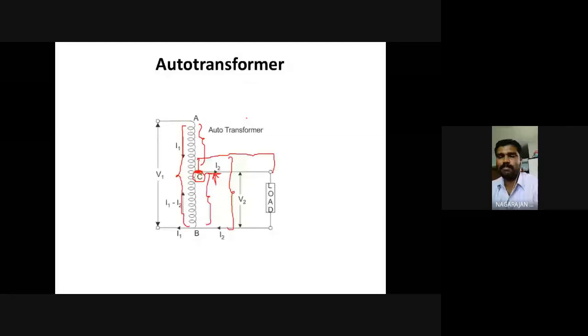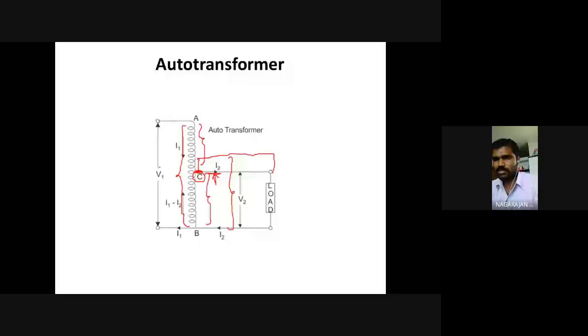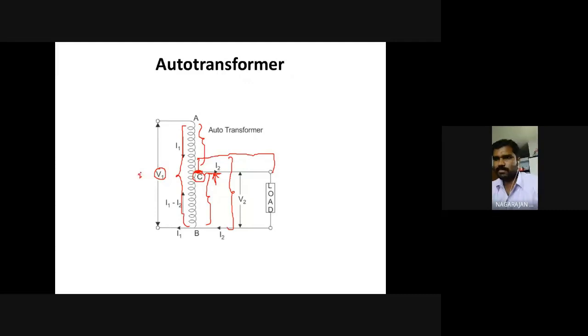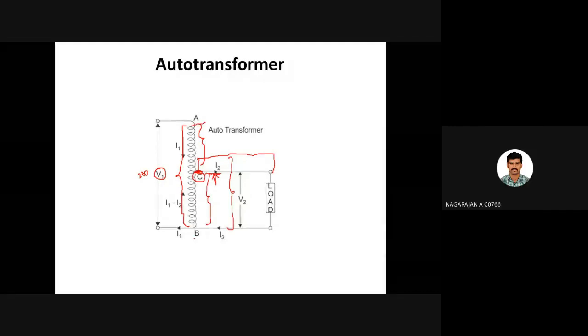The entire winding is assumed to be primary. The reason is the supply is given across the entire winding. In a parallel circuit, the voltage will be equal. So what you feed here as supply voltage, for example 230 volts AC, appears entirely across the total winding from A to B. Point A is assumed to be the primary winding, and C is assumed to be the secondary winding.